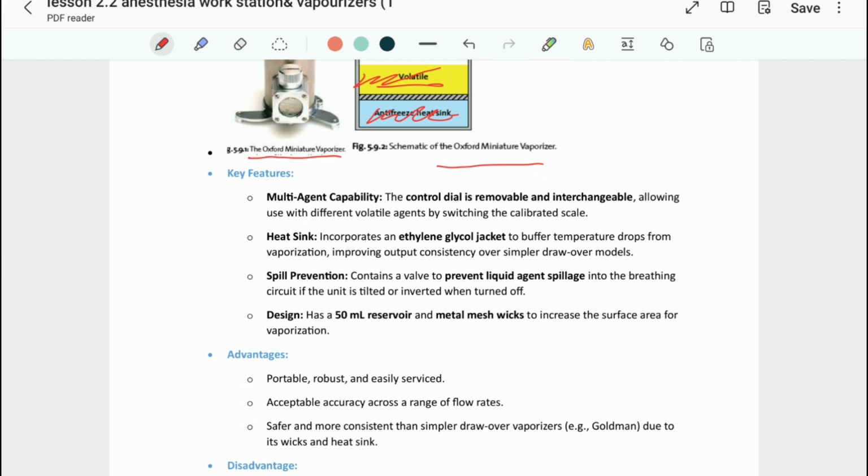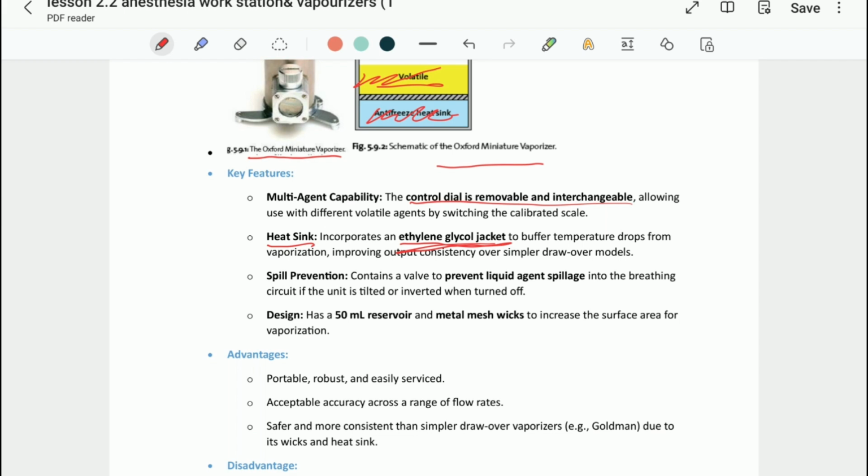The control dial is removable and interchangeable, which allows its use with different volatile agents by switching the calibrated scale. It also has a heatsink which incorporates an ethylene glycol jacket to buffer the temperature drops from the vaporization, improving output consistency over simple draw over models.